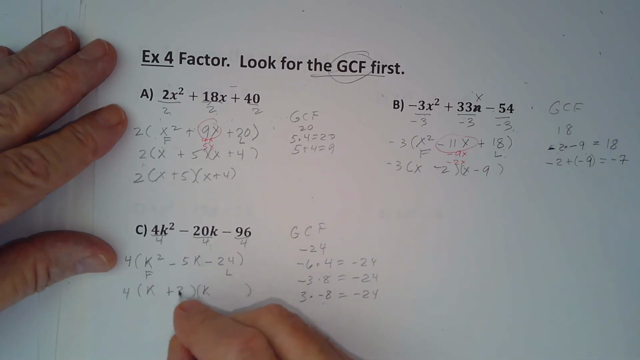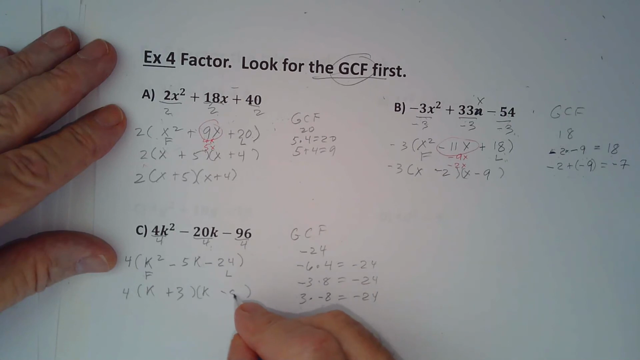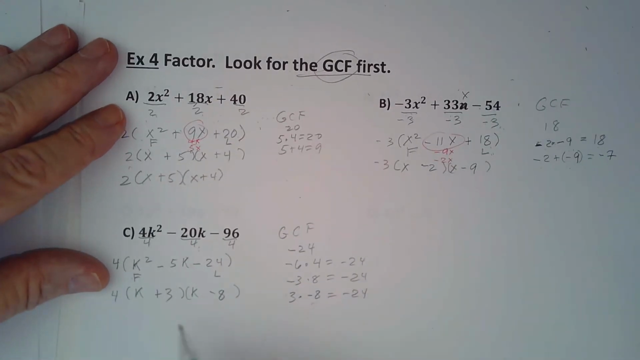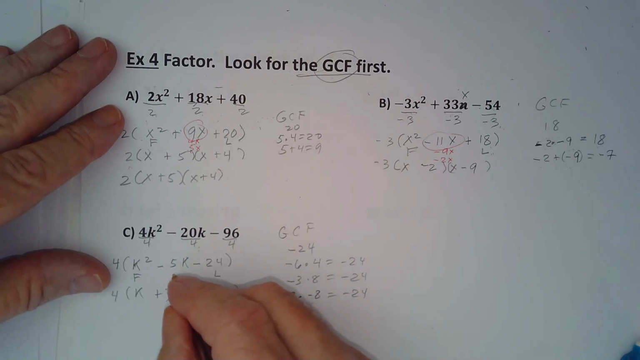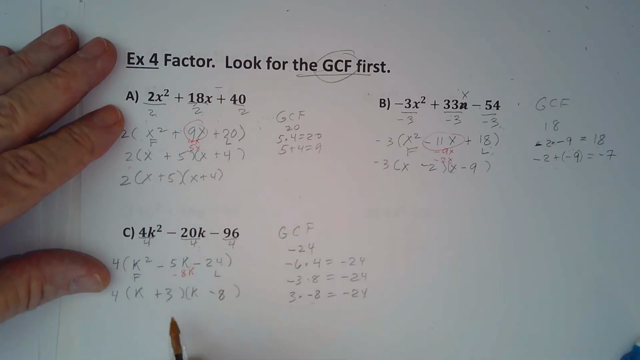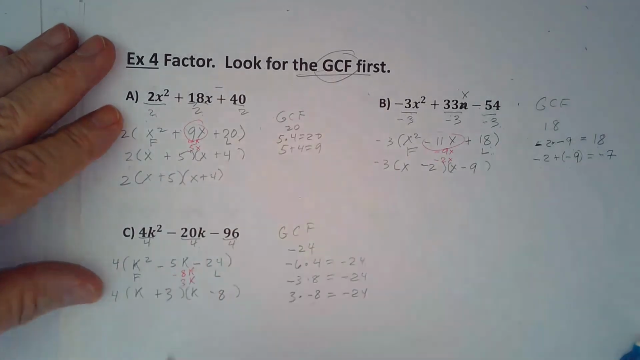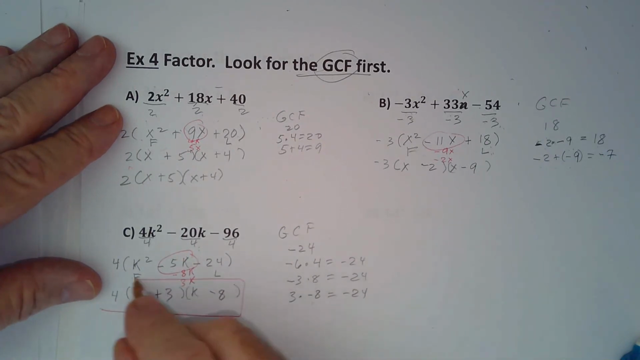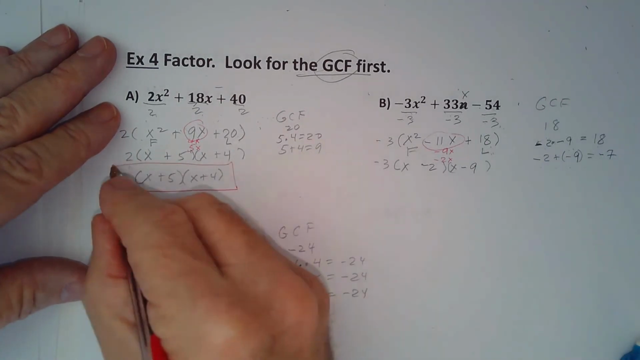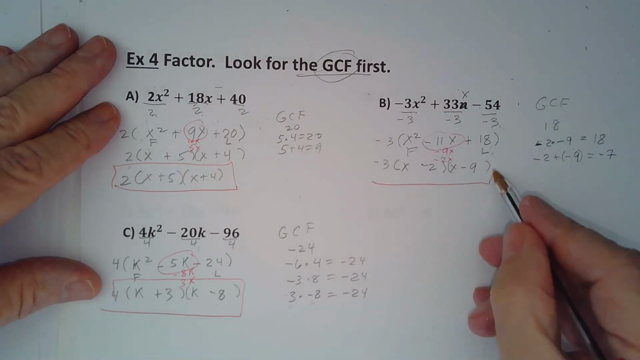So that's what we want. K plus 3, K minus 8. Okay. Double check. We multiply again the outer and inner terms. So outer, negative 8 times K is negative 8K. Inner is 3K. We add negative 8K and 3K, and we end up with negative 5K. So it checks out. All right. So this is our answer here.